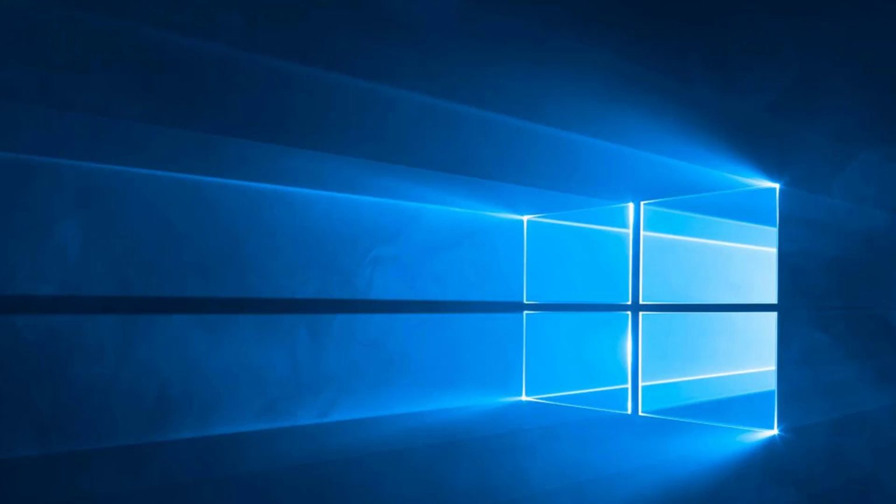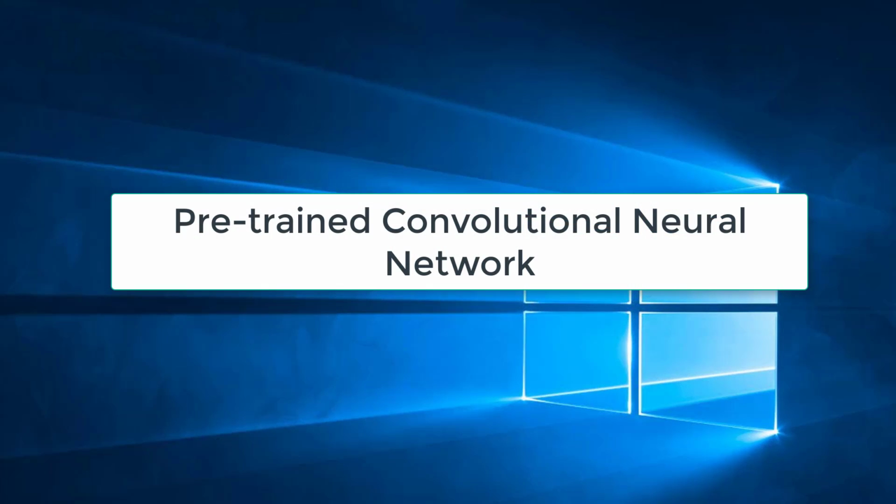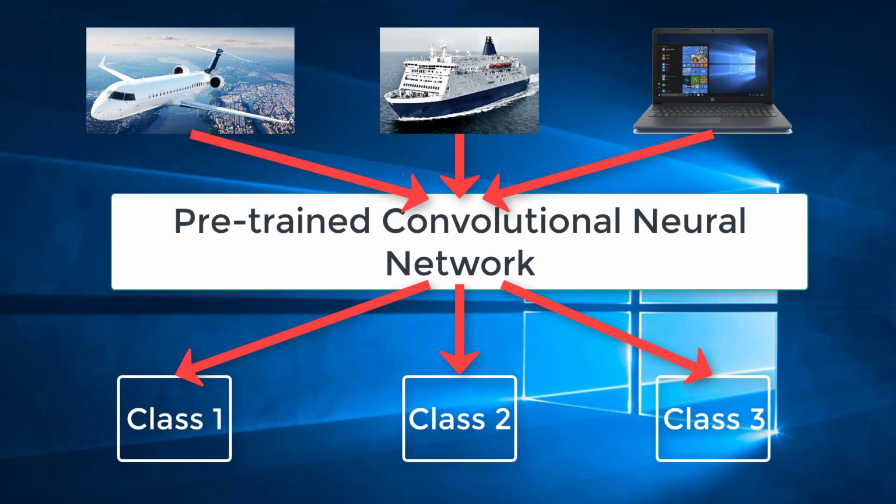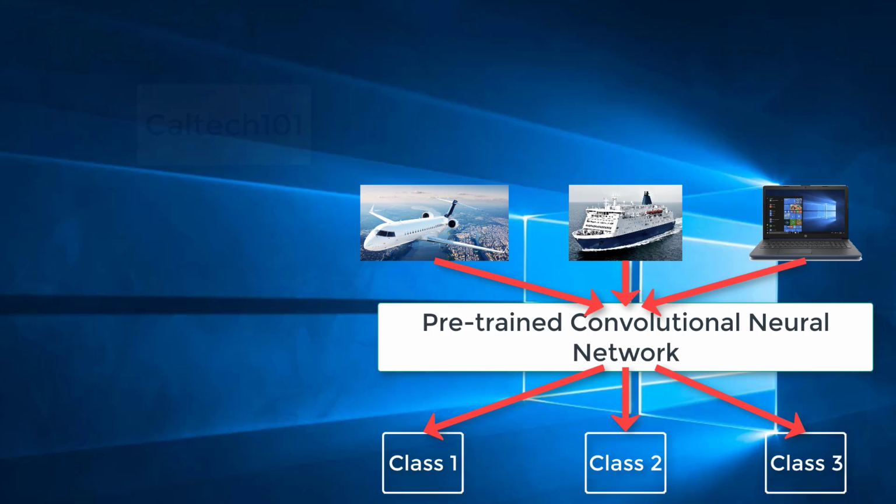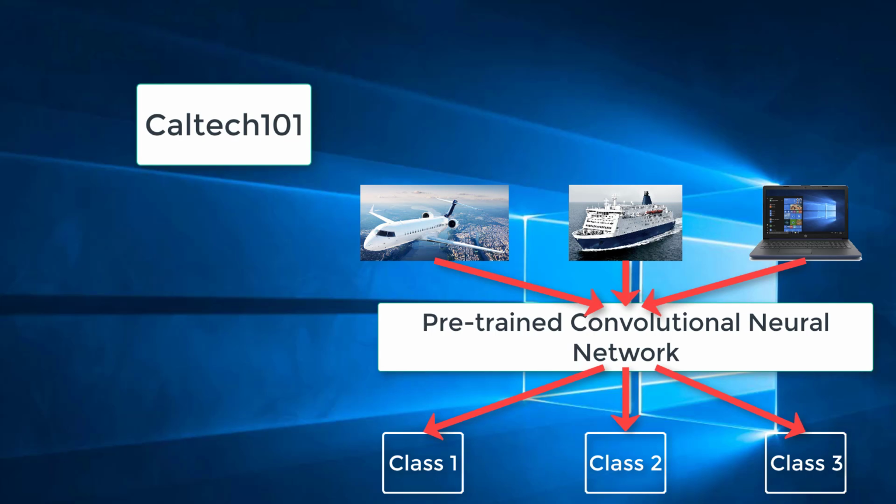Today, we will learn how to use a pre-trained convolutional neural network for image classification using an image dataset called Caltech101. First, we need to download the dataset.